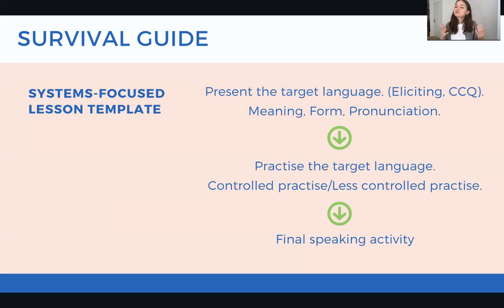So, and this is all about grammar stages. Let's summarize it. First of all, it's a presentation which includes eliciting and CCQ. It's very important, which includes meaning, form, and pronunciation. So you need to make sure your student knows it. Next, the practice of the target language: controlled practice is followed by less controlled practice, and the final speaking activity with the feedback and mistakes correction.